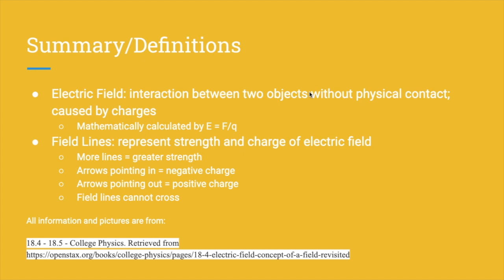So let's go over what we just learned. An electric field is going to be an interaction between two objects without physical contact, and it's caused by charges. It's mathematically calculated by the electric field equals force of the field over Q, the positive test charge. And field lines represent the strength and charge of the electric field. More lines means there's greater strength. If the arrows are pointing in, it's a negative charge, pointing out, positive charge, and field lines cannot cross. I hope this really helps.